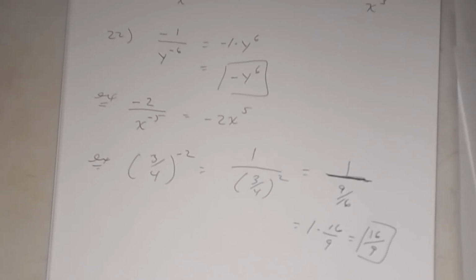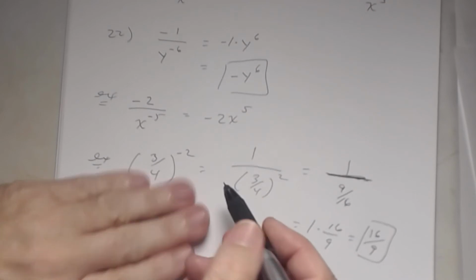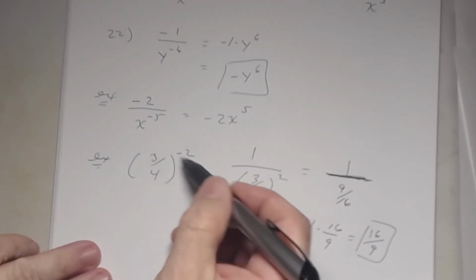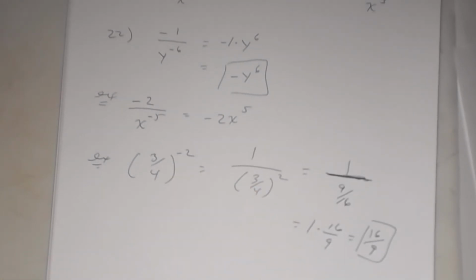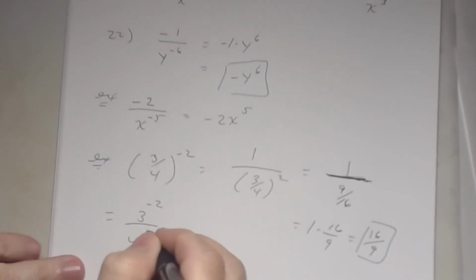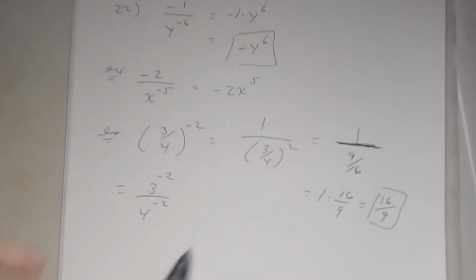Now I want you to notice this. Doesn't this kind of look like the power of a quotient? Yeah. So the numerator, I can raise to that power. So 3 is being raised to what power? Negative 2. 4 is being raised to what power? Negative 2.